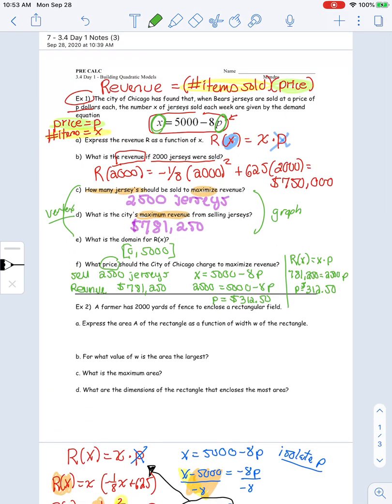Okay, so there was example 1. There's a lot of information in here, and I'm going to give you some time to digest that, and then we're going to be looking at example 2 and 3, which really are taking that same idea, but then working with area instead.